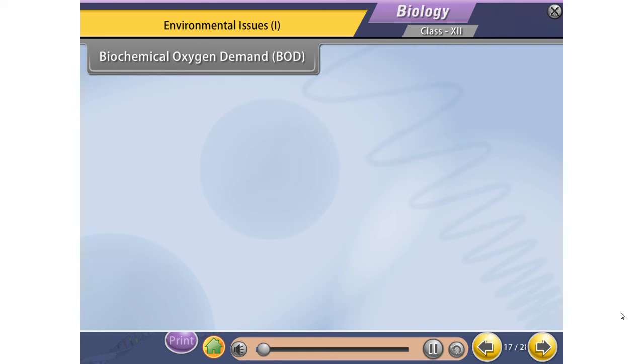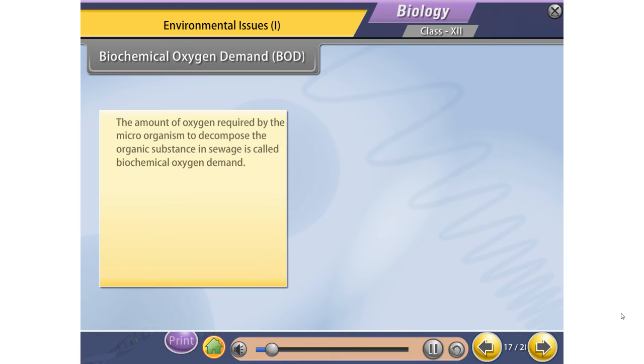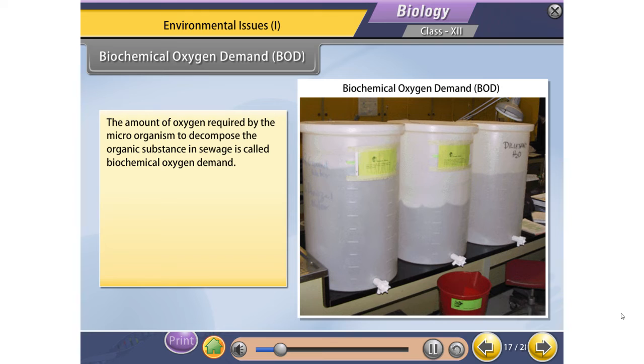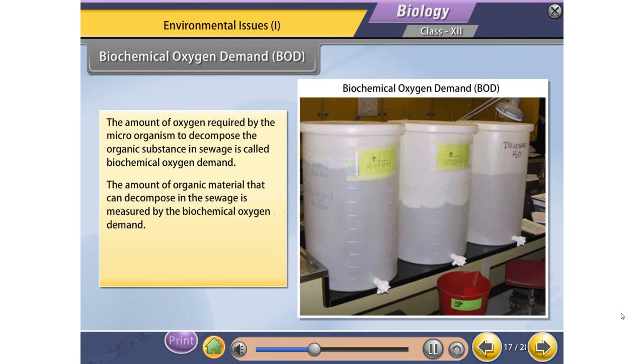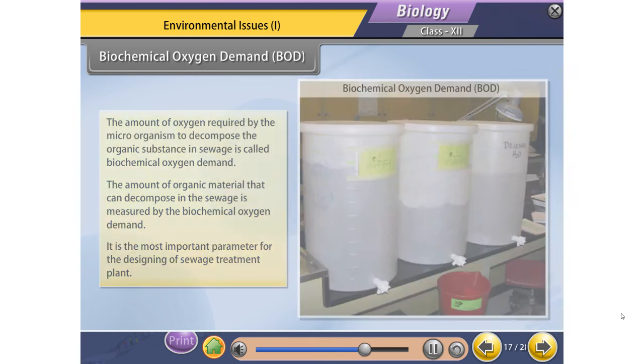Biochemical oxygen demand, BOD. The amount of oxygen required by the microorganisms to decompose the organic substance in sewage is called biochemical oxygen demand. The amount of organic material that can be decomposed in the sewage is measured by the biochemical oxygen demand. It is the most important parameter for the designing of a sewage treatment plant.